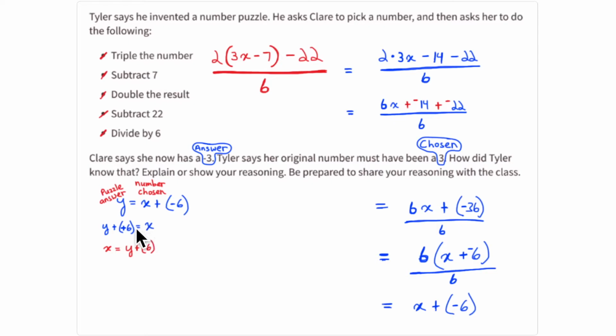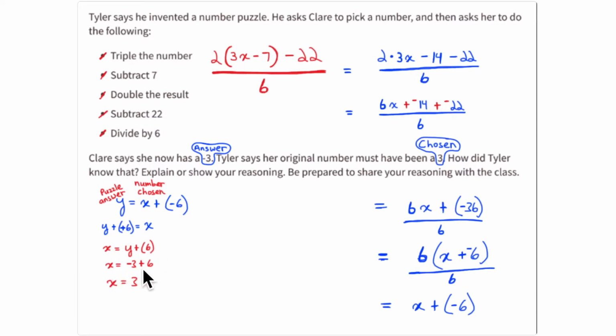Well, x is equal to y, the answer, plus a +6. So you can add a +6 to this side, add +6 to this side. So x is equal to y plus +6. And I just rewrote it in this direction. X is equal to y plus +6.